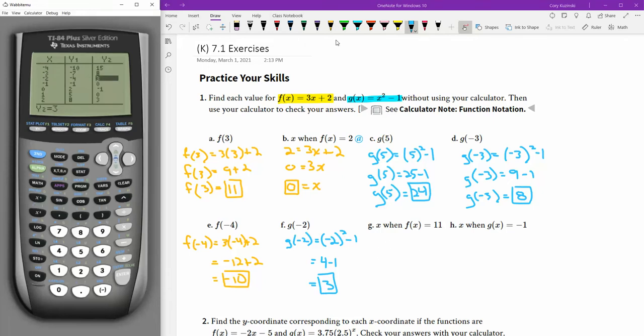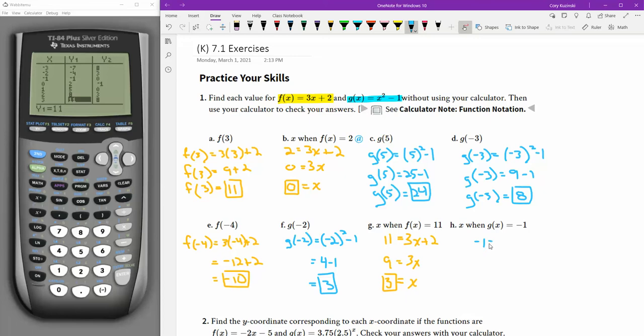X when f of x equals 11. So they're giving us f of x equals 11. That's our output's 11. Remember, our input is 3x plus 2. Subtract 2 from both sides and divide both sides by 3. We get x equals 3. So when we go to x equals 3, do we get an output of 11 for f of x, which is where we put y1? Yes.